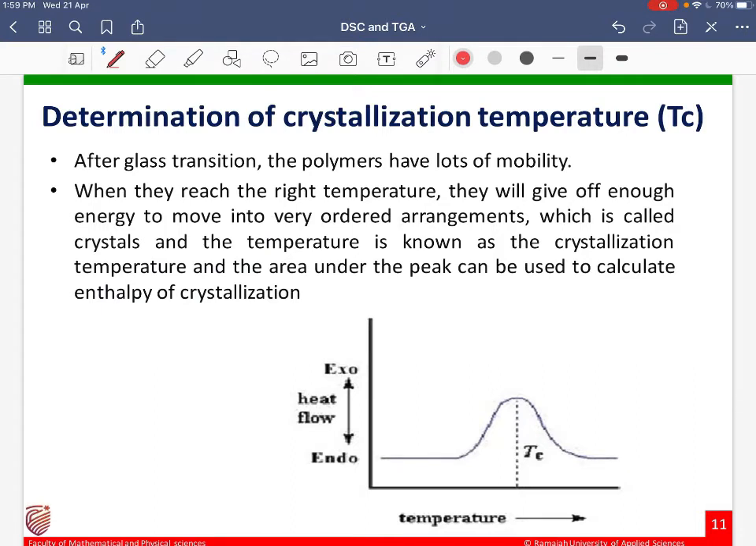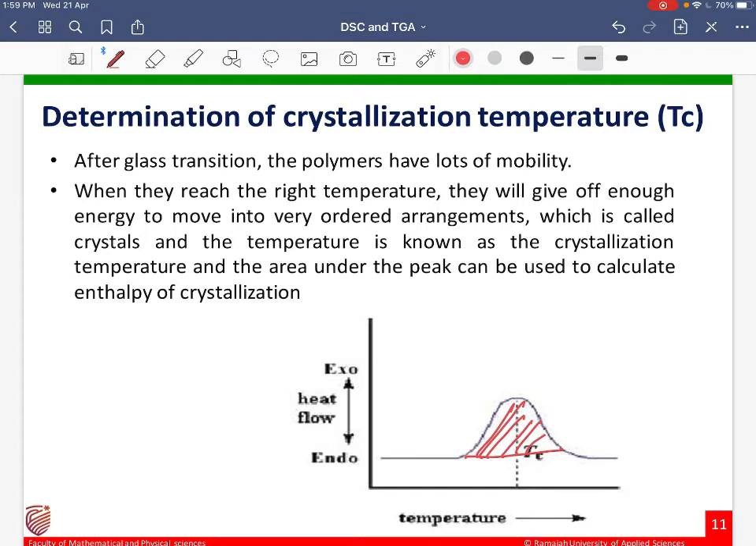Next is determination of the crystallization temperature. Crystallization temperature is represented using the letter Tc. After glass transition, the polymers have lots of mobility. So once the sample is at a temperature higher than the glass transition temperature, the polymer chains will have lots of mobility. When they reach the right temperature, they will give off enough energy to move into a very ordered arrangement, which is called crystals, and the temperature is known as the crystallization temperature, and the area under the peak can be used to calculate the enthalpy of crystallization.